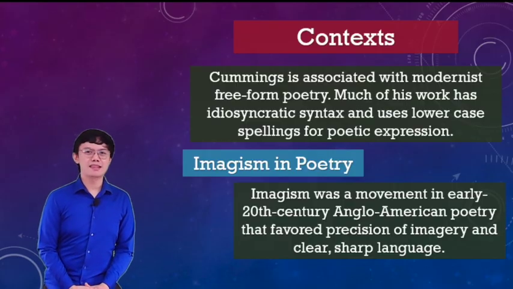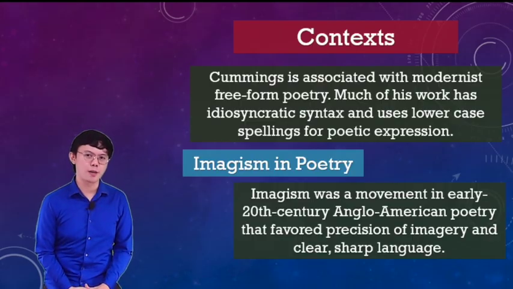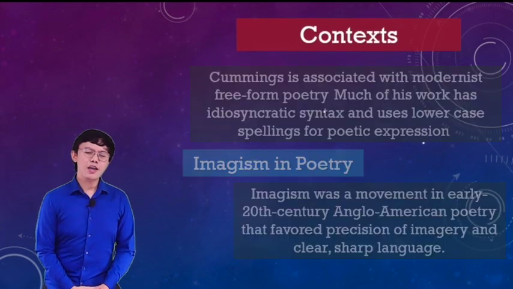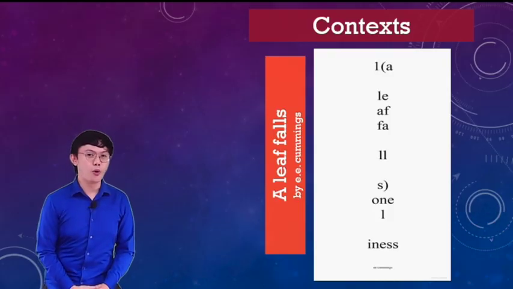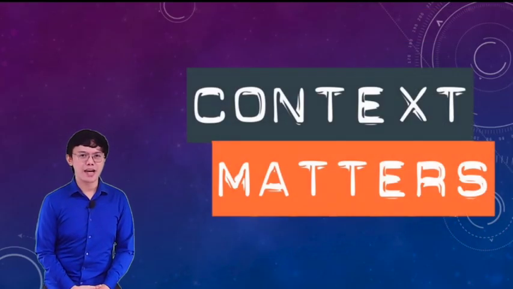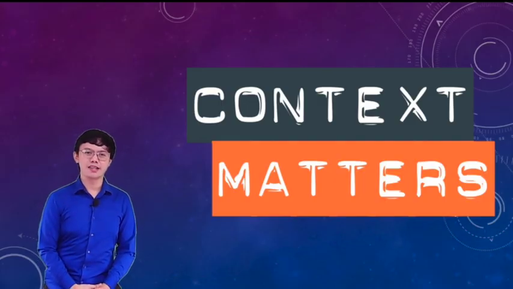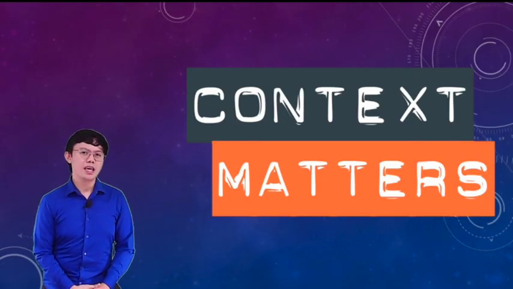Imagism was a movement in early 20th century Anglo-American poetry that favored precision of imagery and clear and sharp language. I hope that with all the examples that we have given in this learning session, you get to understand the role of context in our understanding of the text. Remember that context matters. The next time you read a seemingly difficult text, look at the different contexts that we have discussed in this session. I hope that this lesson would further help you become critical in reading literature.